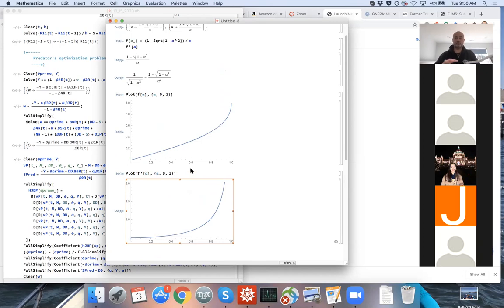I just wanted to show you how to use Mathematica. It's an easy way of getting a lot of information about the functions that you're looking at when you have something as explicit as what we have here. Are there any questions on either Mathematica or on what we had on the previous page?